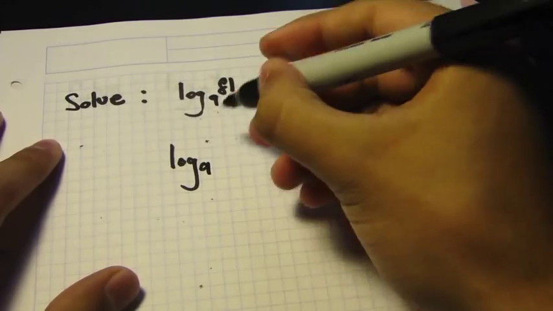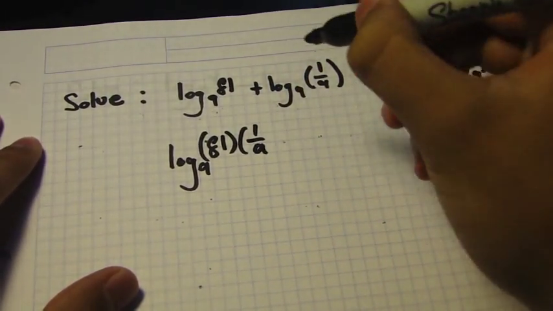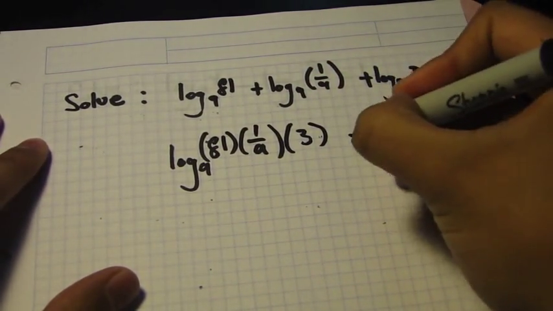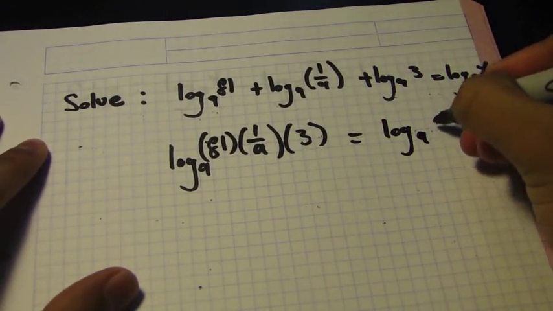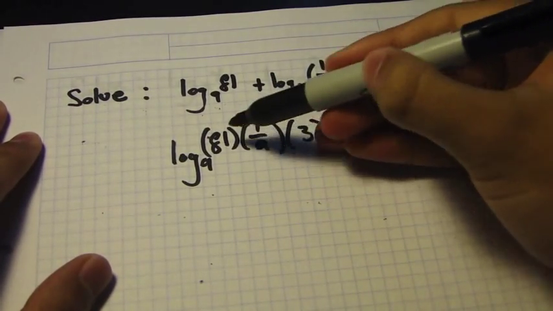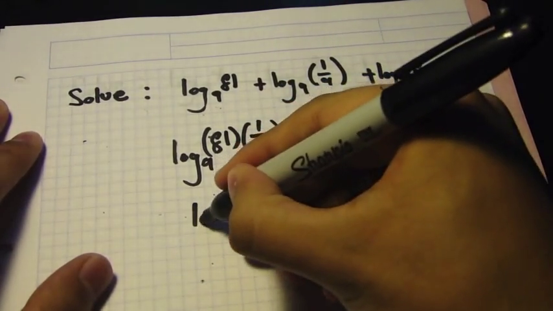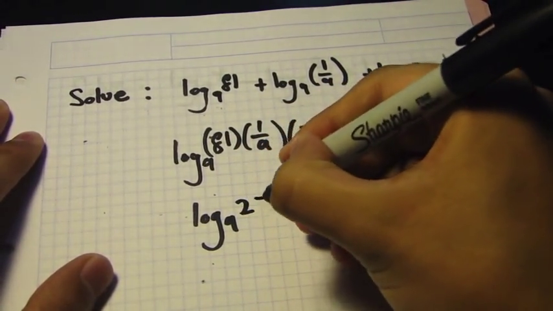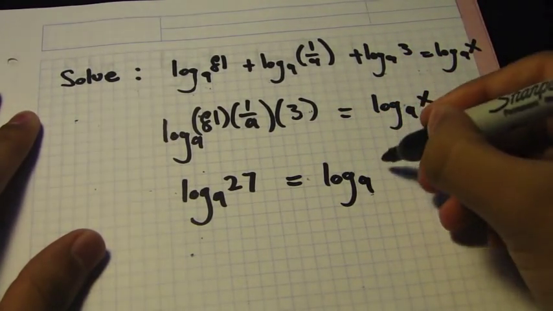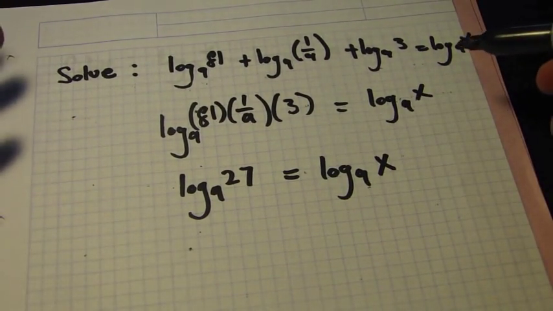So log base 9 81 times 1 over 9 times 3 equals log base 9 x. And okay, 81 times 1 over 9 equals 9. 9 times 3 equals 27. So it's log base 9 27 equals log base 9 x. Alright? So now you can basically see here that x equals 27.